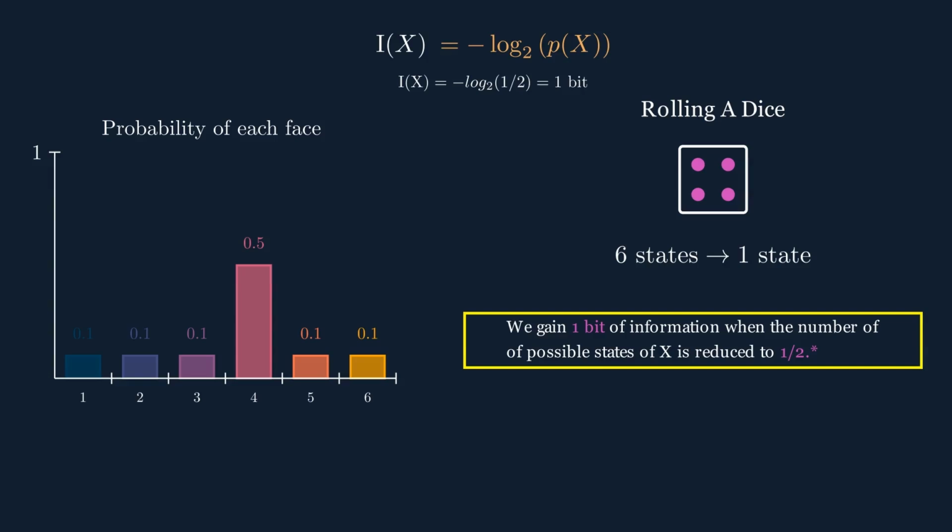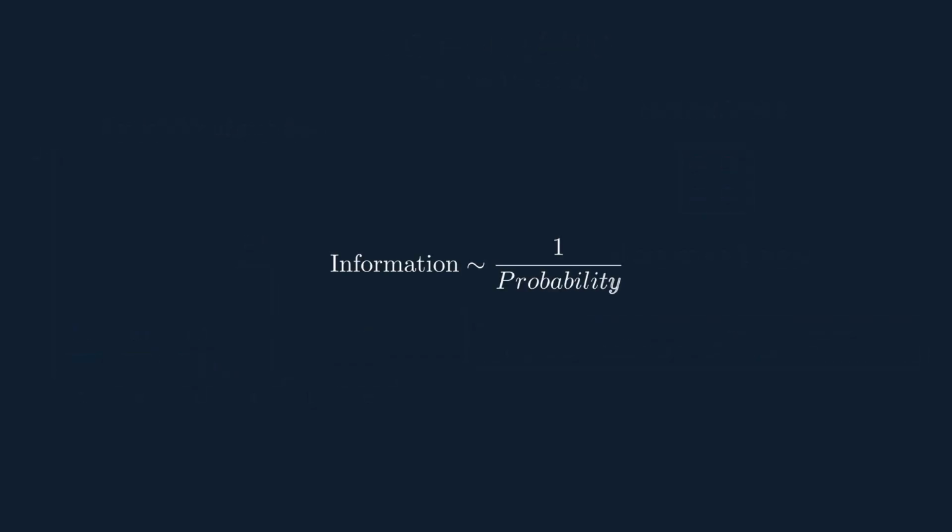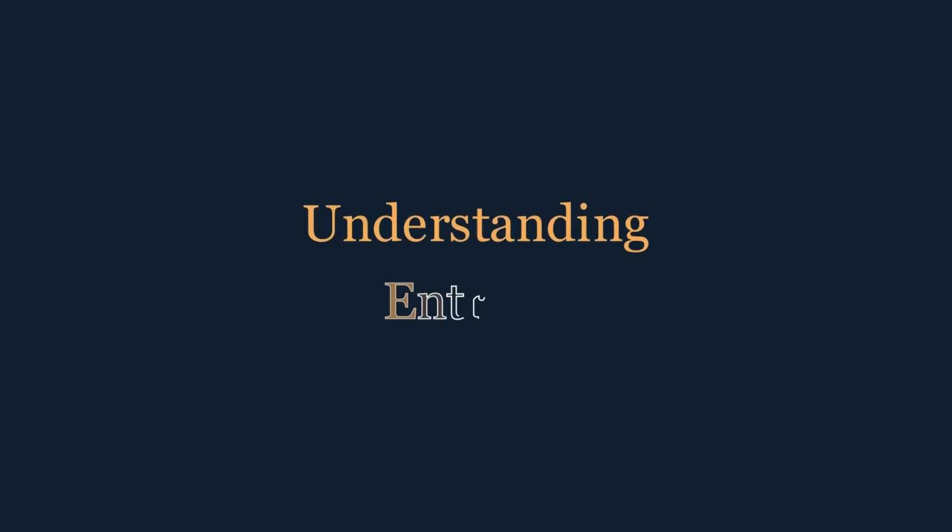If nothing else, what I want you to get from what we've discussed so far is that the information revealed is inversely related to probability. The lesser the probability of an event happening, the more information is revealed. With the intuition that we have, let's talk about the next topic, entropy.